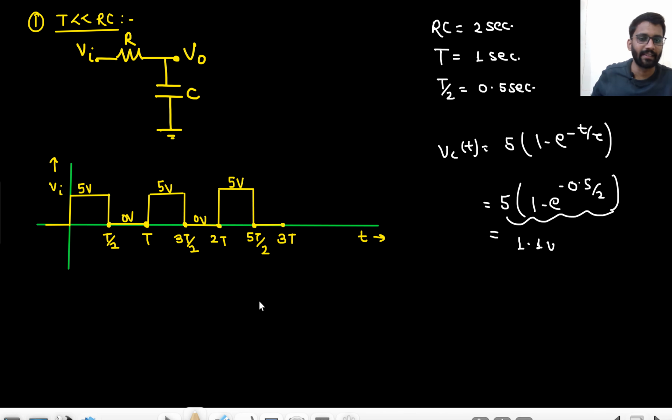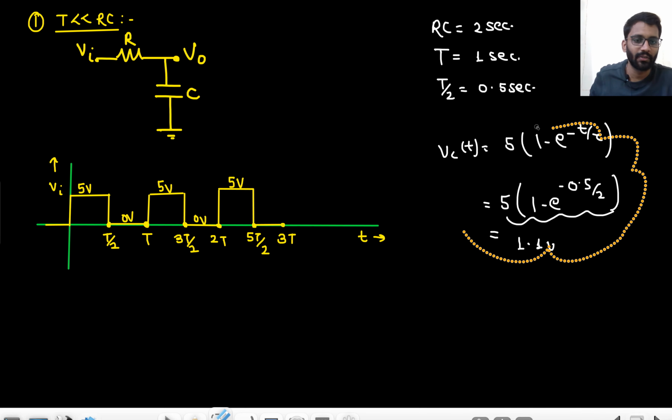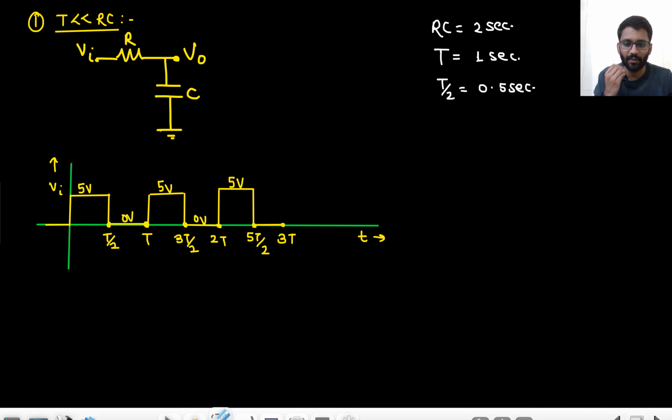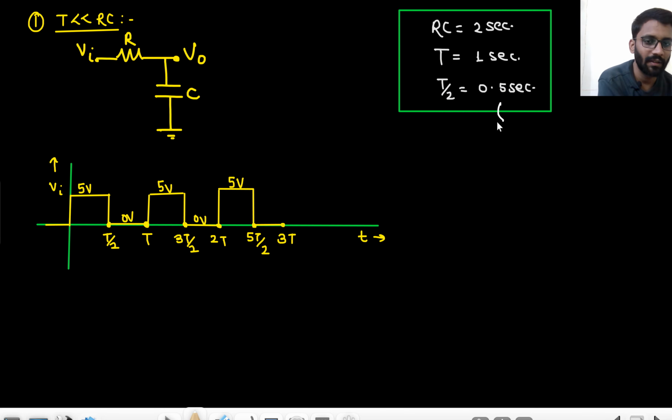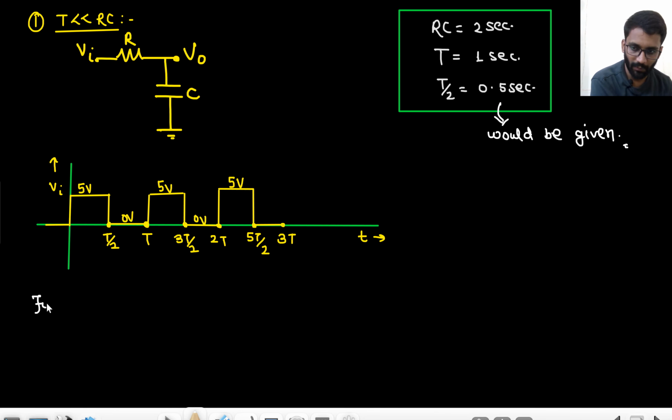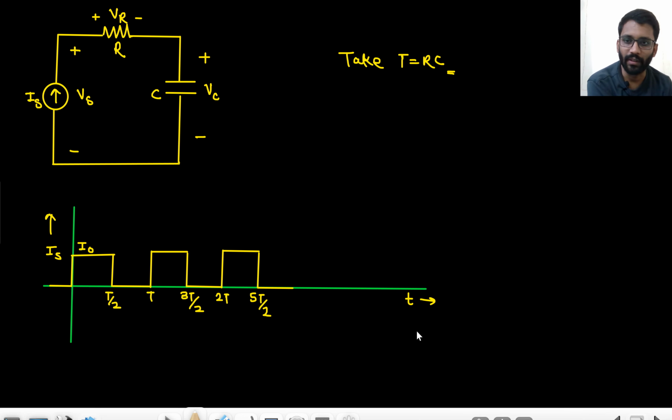Because the time given is very, very less. So are you getting my point? This is what we are going to write. This thing would be given to you. Now see what will happen. From 0 to t by 2, V in is 5 volt, right? And time t is less than RC.